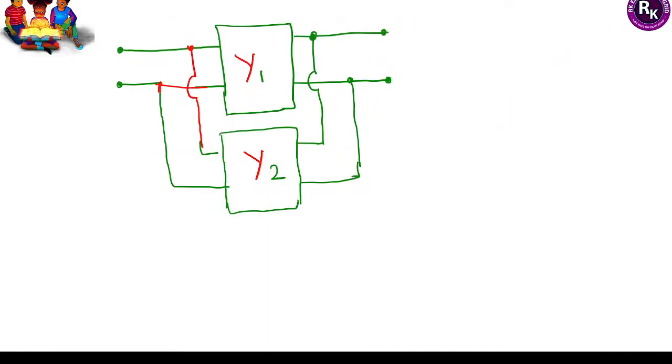If two admittances are connected in parallel, once again they will be added. You can add the admittance of this one with this one. Total admittance will get added.